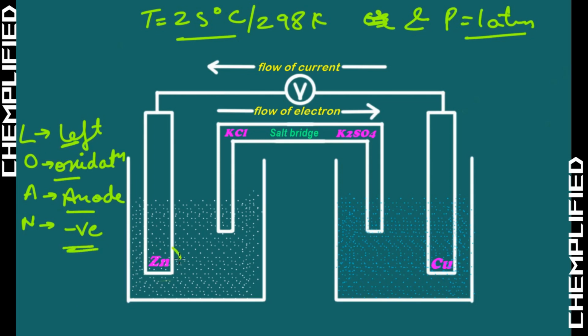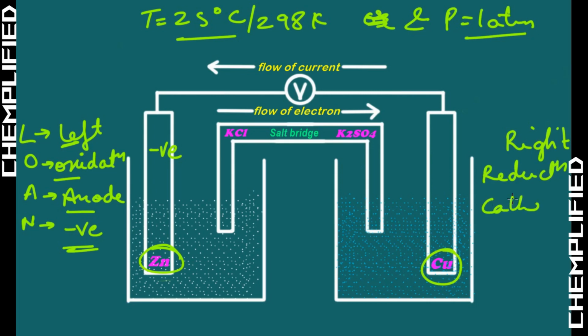So in this case, zinc is undergoing oxidation, copper is undergoing reduction. Zinc is our anode and it has a negative charge. Opposite side will be right, reduction, cathode, and positive, right? Remember this trick, LOAN, we will use it.